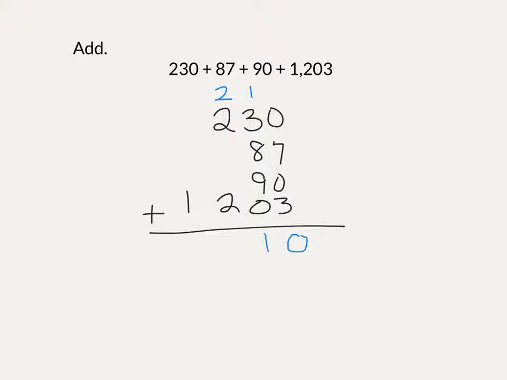Now I'm going to add 2 plus 2 plus 2, and that gives me 6. Next, we'll move over to the thousands place, and I'll add all the digits in the thousands place, which is just a 1. So my answer is 1,610.